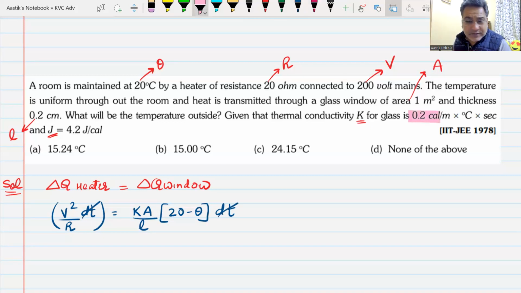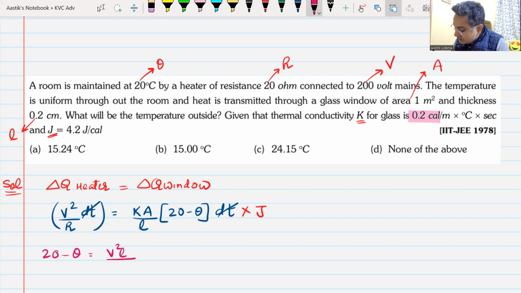This K is given in calories per meter, so you have to convert it into joules. You can multiply this by the constant J, and that will be your answer. You can find the value of theta from here by doing the calculations. So 20 minus theta will be equal to V square L by K A R J. So taking it to that side, theta will be 20 minus V square L by K A R J.